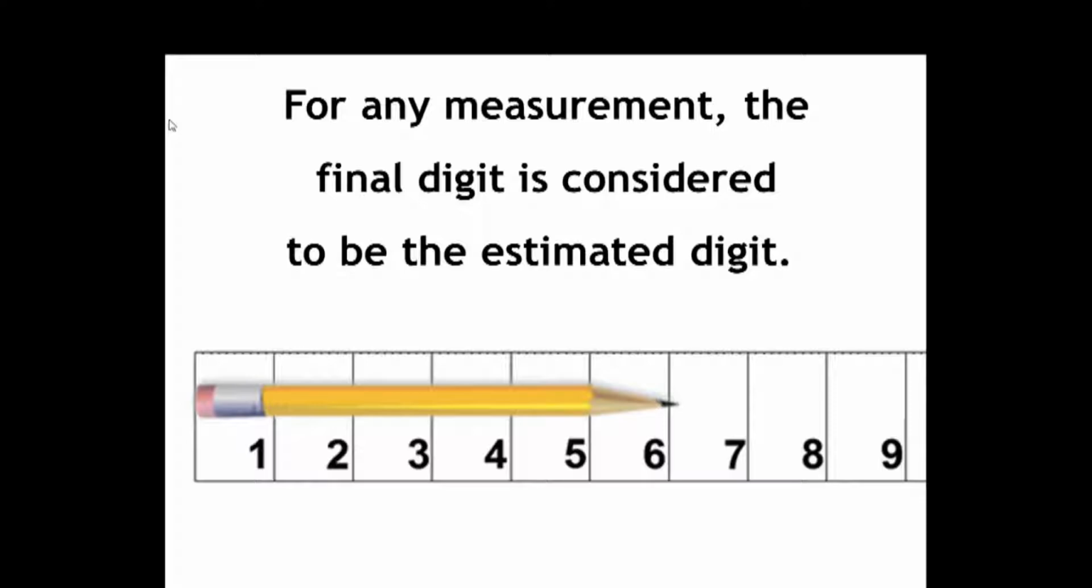Okay, now we're going to talk about measuring objects on a ruler. As you can see, this is a centimeter ruler. It's not labeled as centimeters, but that's what it is. This pencil is longer than 6 centimeters, so we're not able to say it's 7 centimeters. It's definitely 6 point something, and that's where the estimated digit comes in. So I, for example, might call this 6.1 centimeters. And as you can see, the 1 is the final digit, and that is considered to be the estimated digit.